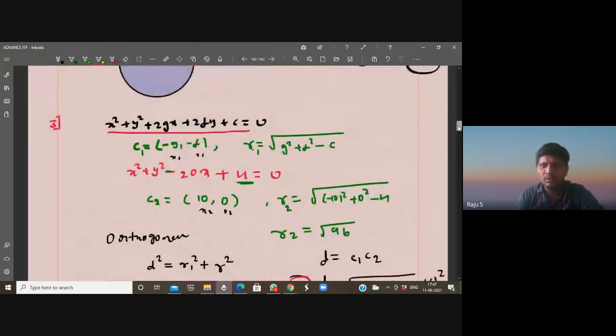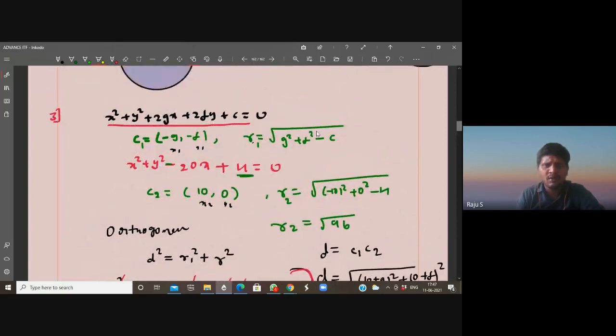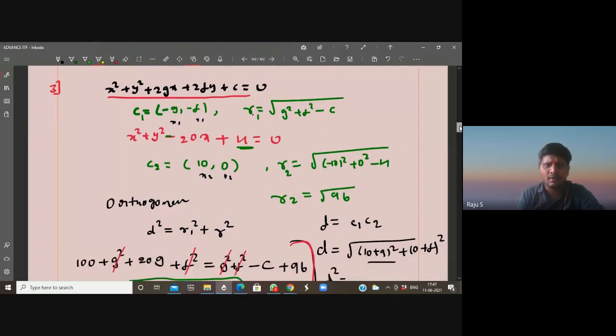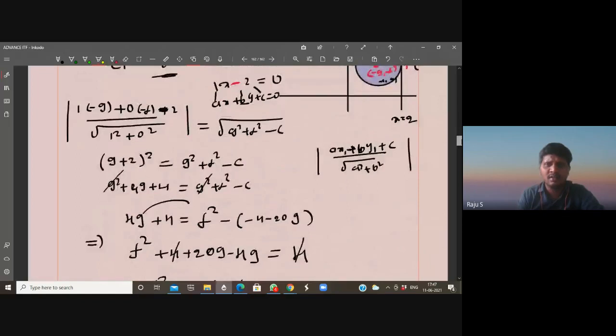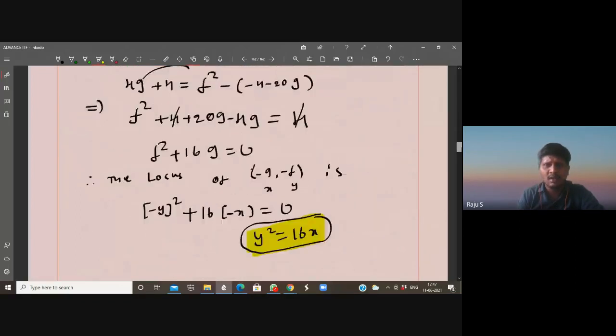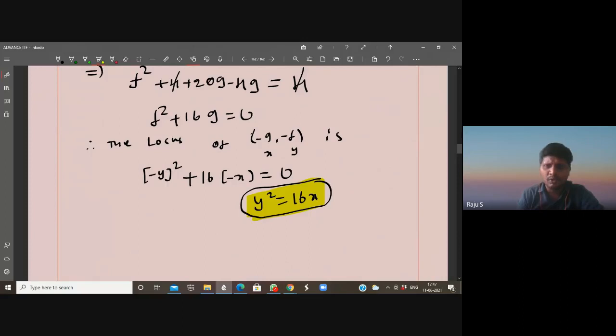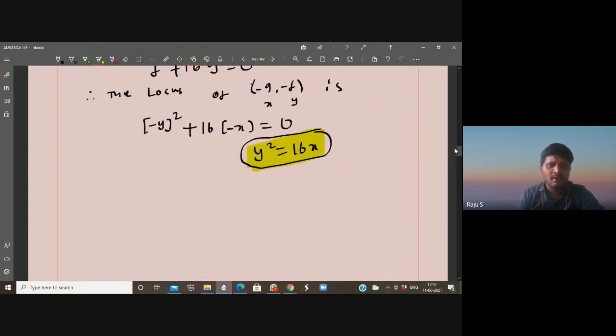You don't want to write all this properly. Not required. Simply directly find C1, C2 and equate to R1 square, R2 square. Okay, you'll get one condition. After that, perpendicular distance is equal to radius, so you'll get another equation. From both equations we are going to get an equation in terms of f and g alone. Then replace g by minus x and f by minus y. Then we'll get it like this.